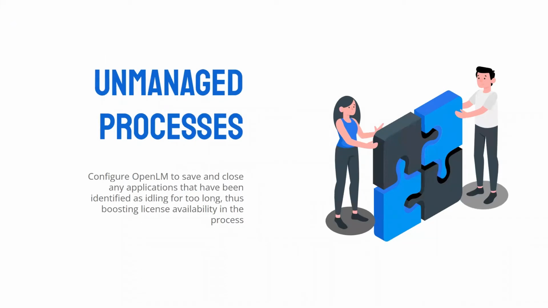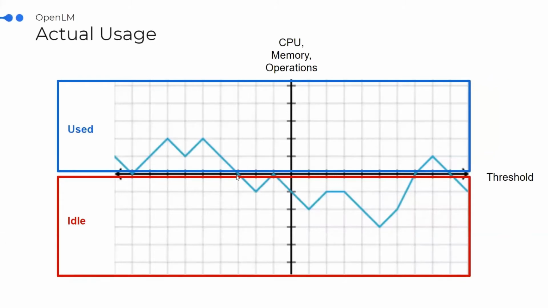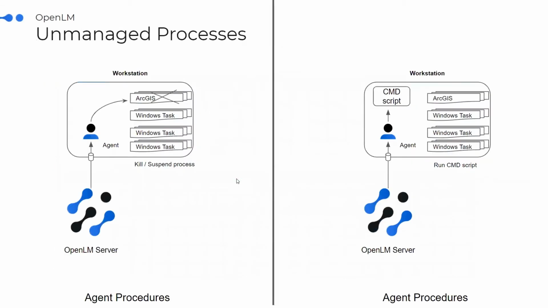Now, let's talk about applications which OpenLM does not monitor, or they're not using a license manager that we monitor. Maybe they're not using a license manager at all. They're Adobe, Microsoft, or I don't know, any other application. And you want to monitor the usage and the idle usage as well. So for that, we have the Unmanaged Processes extension. Works the same way, it has the actual usage, which tracks the idle time of that process.